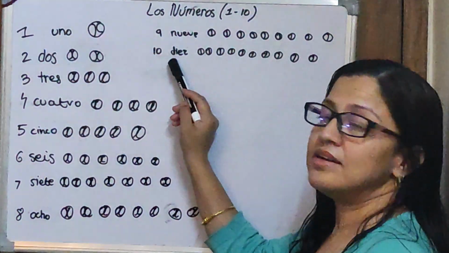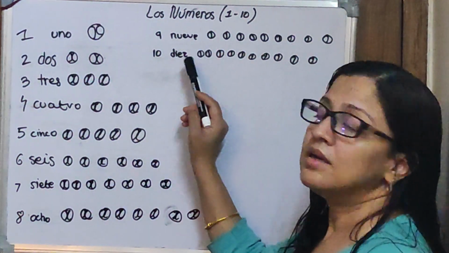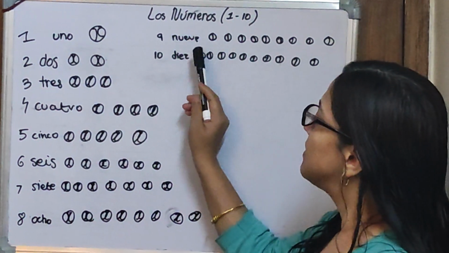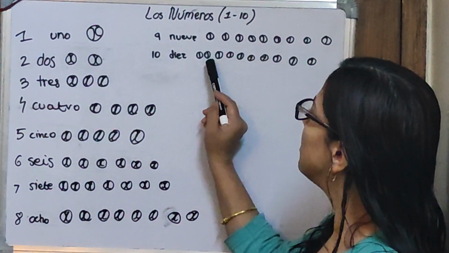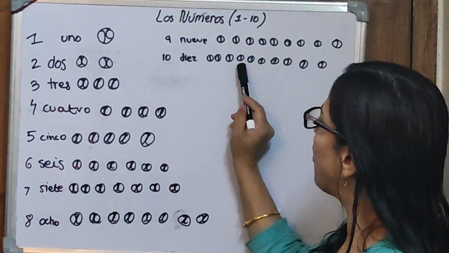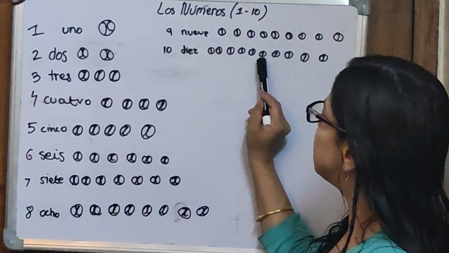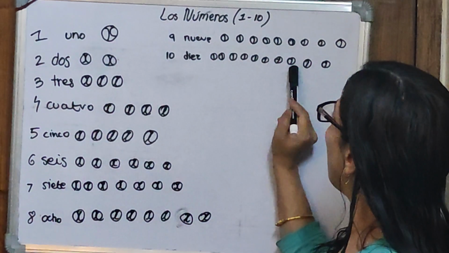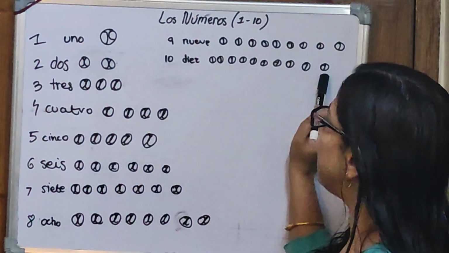Now number 10, that is diez. So how many balls are there? Let's start. Uno, dos, tres, cuatro, cinco, seis, siete, ocho, nueve, diez.